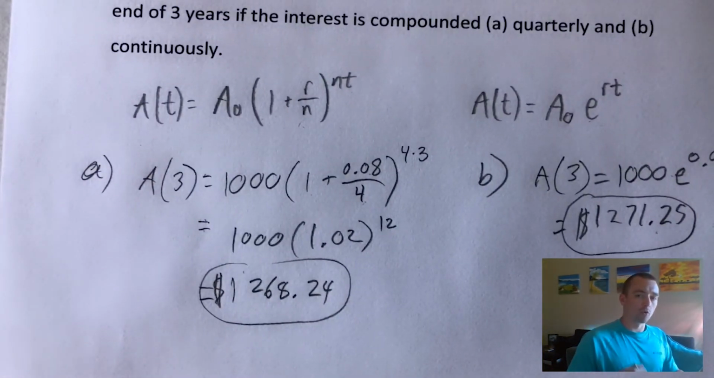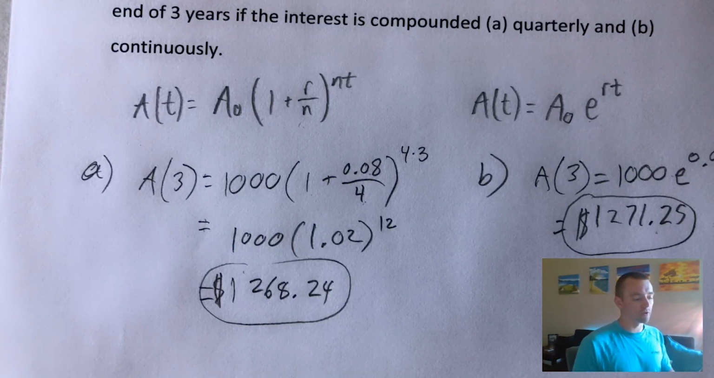Really, the more frequently that you're compounding your interest, that's just going to result in a little bit more interest being accrued. So the more frequently you compound your interest, the higher amount that you should have after a given time. And in this case, we can see that compounding it continuously ends up with just a little bit higher balance that has to be paid back than it would if it was compounded quarterly.